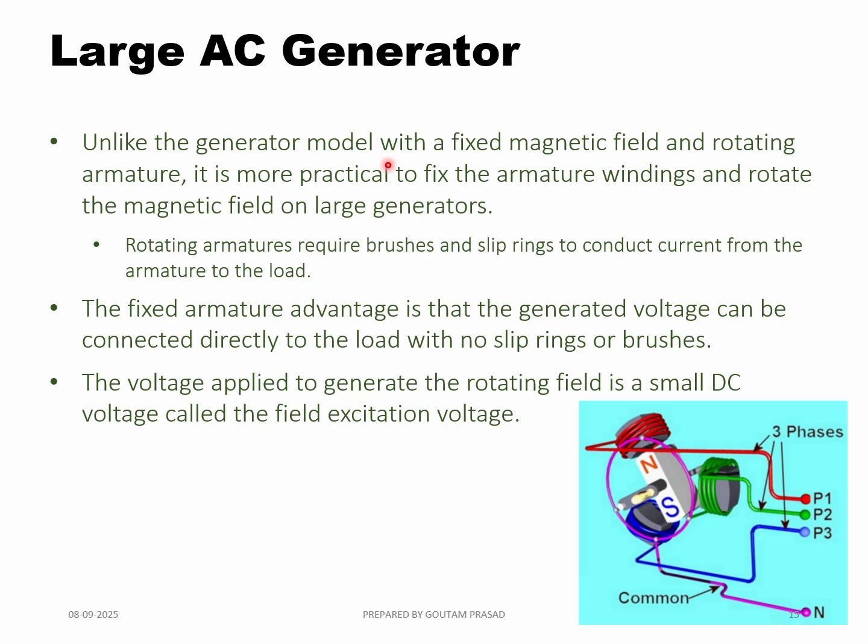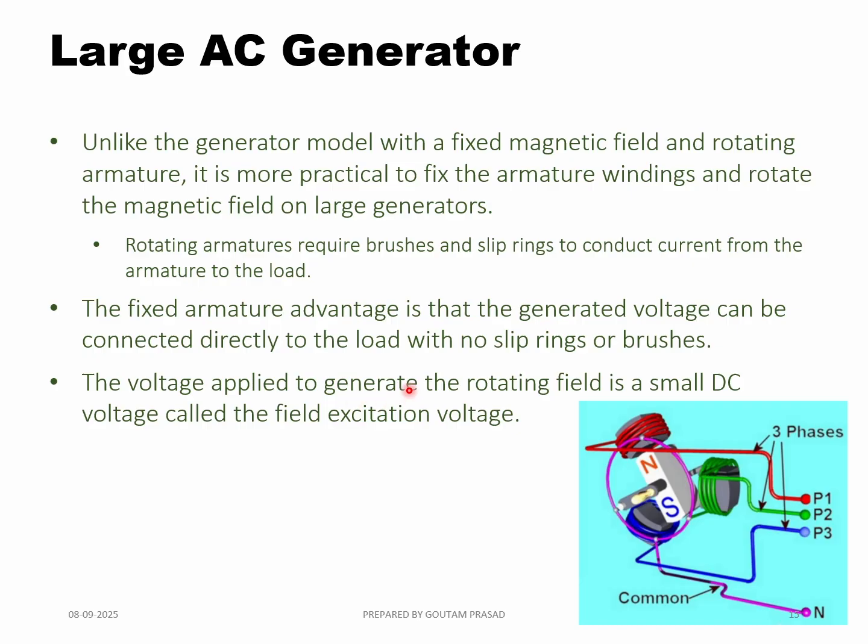Unlike the generator model that we have just discussed in the last slides with the fixed magnetic field and the rotating armature, it is more practical to have armature winding fixed and rotate the magnetic field on the larger generator. So rotating armature requires brushes, three brushes for the three phases, and slip rings to conduct the current from the armature to the load. The fixed armature has got the advantage that the generated voltage can be connected directly to the load with no slip rings or brushes. So this avoids the complications due to brushes and slip rings.